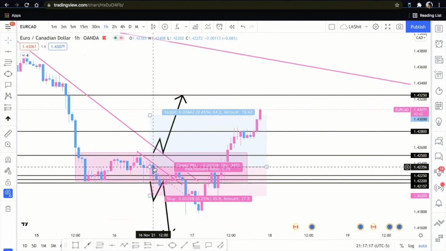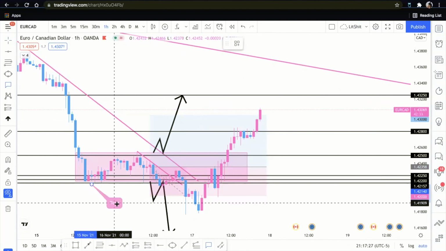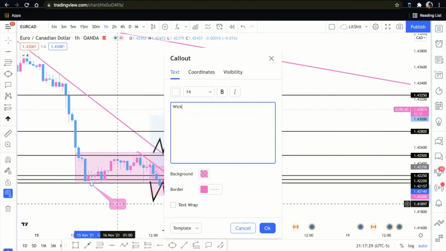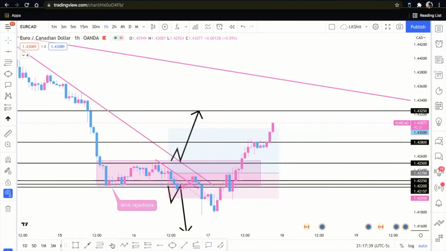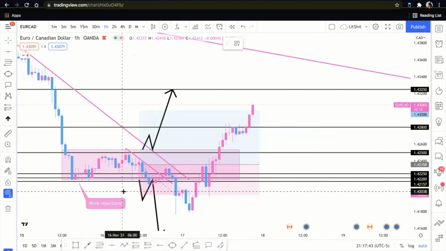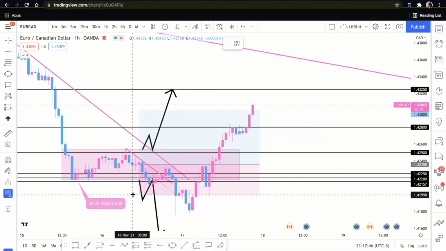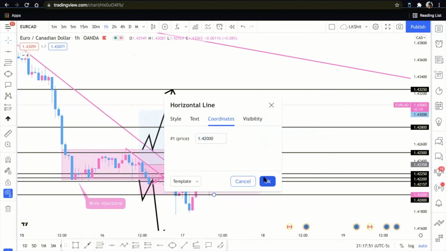So we entered about right here, and I noticed that we were getting some rejection in this area with the wicks, and I thought that price wanted to go up. Rejections. But as you can see, if I go ahead and mark up my quarter points and my institutional levels, or my bank levels, you'll see that price did come down to the 000 level, which was my stop loss.